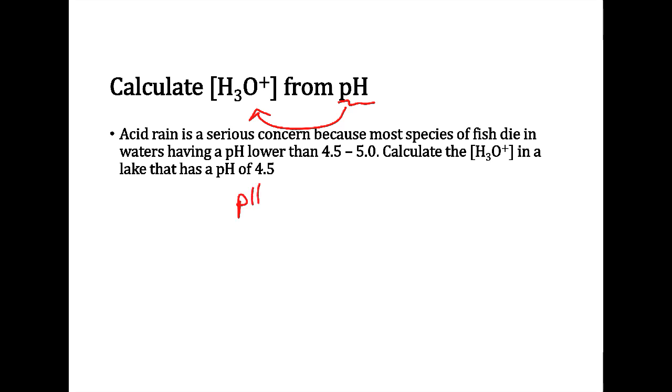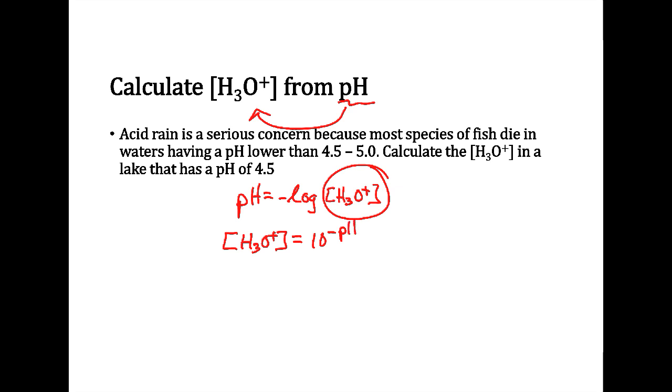So we know that pH is equal to the negative log of H3O plus. Well, if we're trying to solve for this, then we need to get rid of our log base 10. So what we can do is we'll have H3O plus is equal to 10 to the negative pH. Plugging in, we have 10 to the negative 4.5, which is equal to 3.2 times 10 to the negative 5th molar. So that is the concentration of hydronium in a lake where the pH is 4.5.